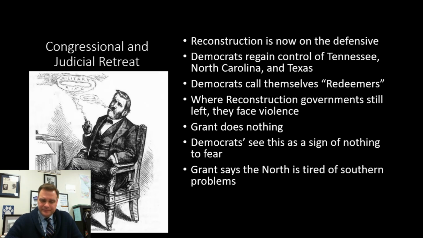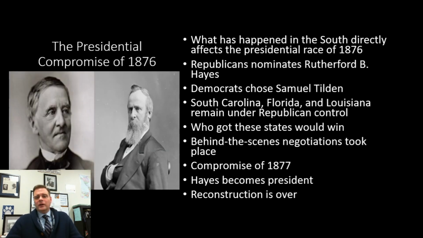Now, what's happened in the South so far is directly going to influence the presidential election of 1876. Republicans now nominate a new candidate. They look for a candidate that's easily sellable to the American people, and who they find is Rutherford B. Hayes. Rutherford B. Hayes was known for not really offending anybody. He had been a hero during the Civil War. He had had 3 horses shot out from underneath him. He himself had been shot 5 times. And so he looks like he's a good candidate that they can sell to the American people.